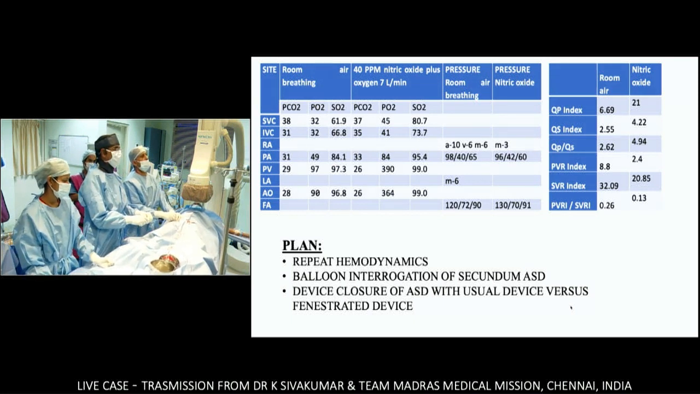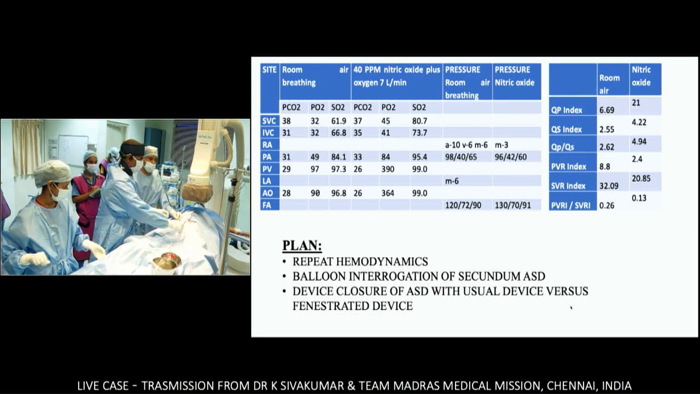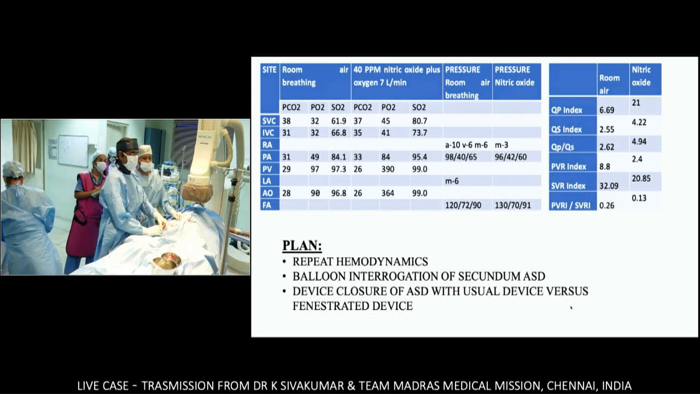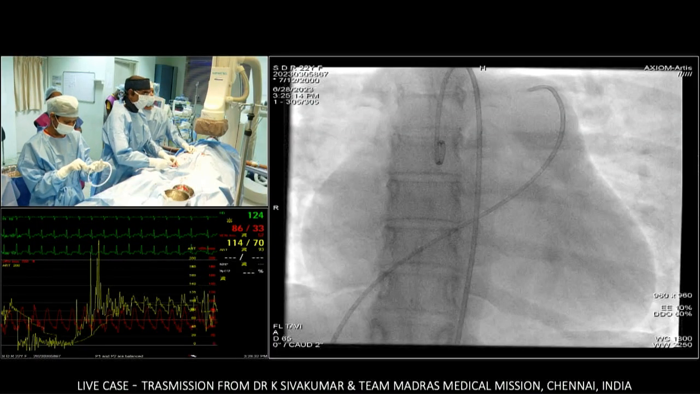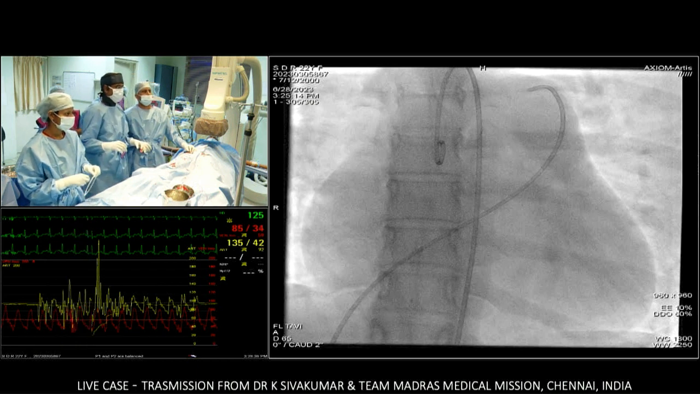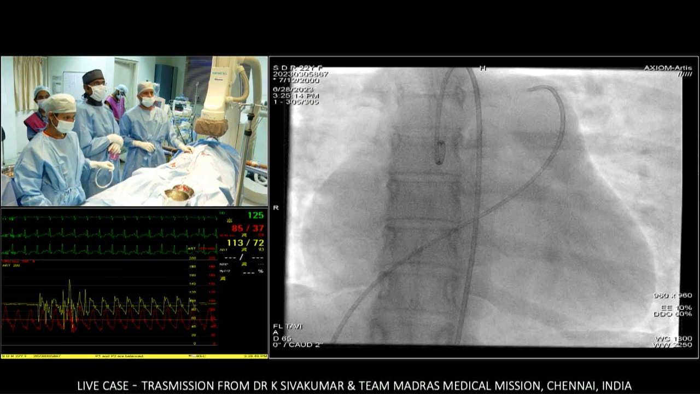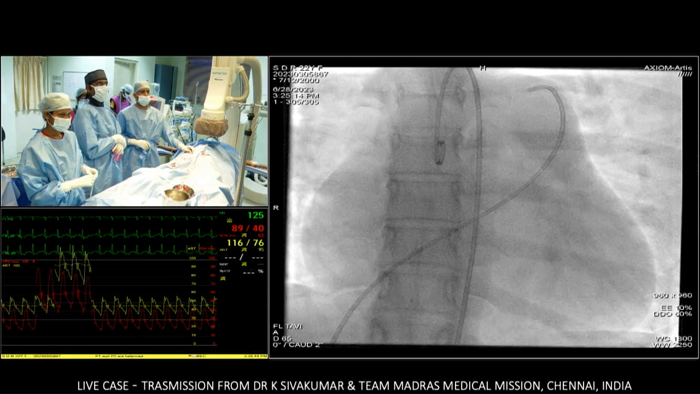We decided to treat her with pulmonary vasodilators, and she has been on pulmonary vasodilators for the past few months. Now we are repeating the hemodynamics. So show the hemodynamics screen big. What you see in yellow is the aorta, and what you see in red is the pulmonary artery. Make it 100 scale, both 100 scale, and increase the speed.